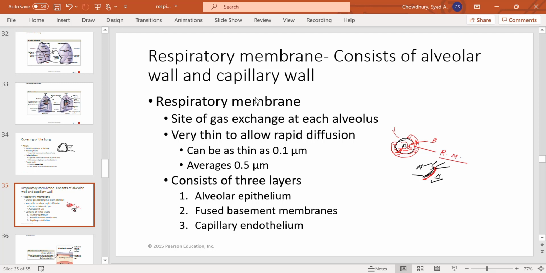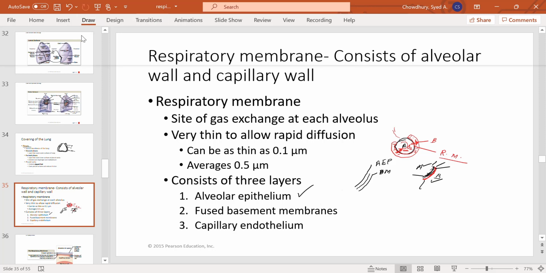Now both the alveolar wall and capillary wall both have two layers. Alveolar wall has alveolar epithelium and a basement membrane. So alveolar epithelium is this one, and the basement membrane is this one. Okay, so this is the basement membrane, this is the alveolar epithelium. Make sense? So this is the alveolar wall.